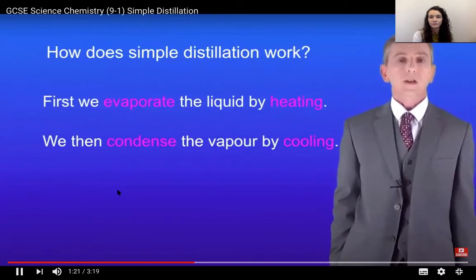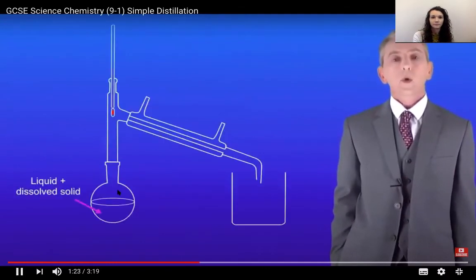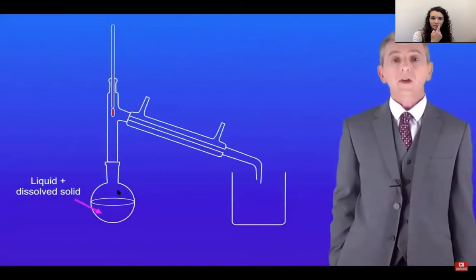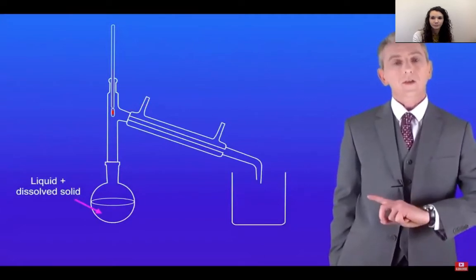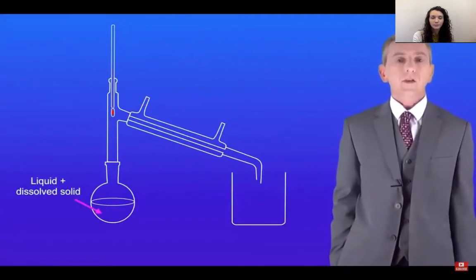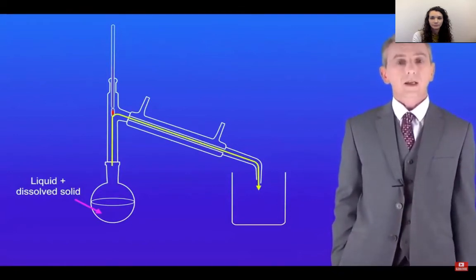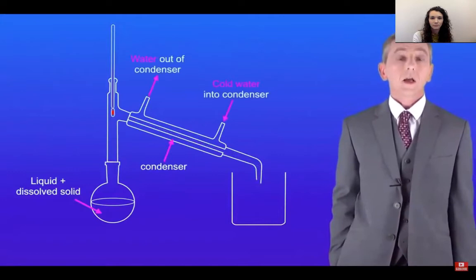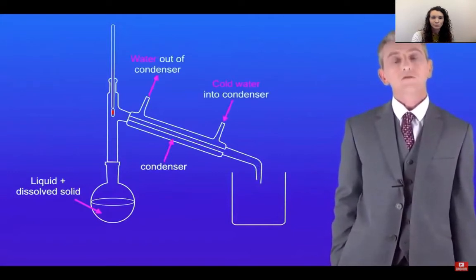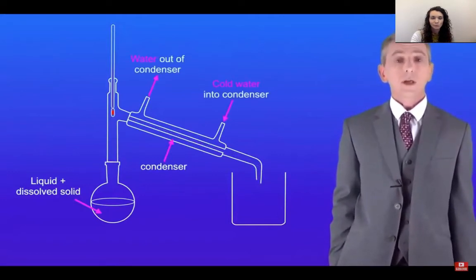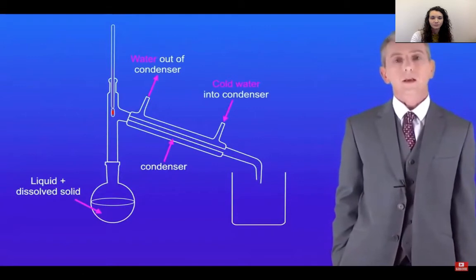Let's look at the apparatus that we use to do this. We place our solution with the liquid and the dissolved solid in this flask here. This flask is now connected to a continuous glass tube, which I'm showing you with this yellow arrow here. The glass tube is surrounded by a jacket, which we call the condenser. Cold water from the tap continuously runs through the condenser, and by doing this, it keeps the internal glass tube cold. After running through the condenser, the water simply goes down the sink.